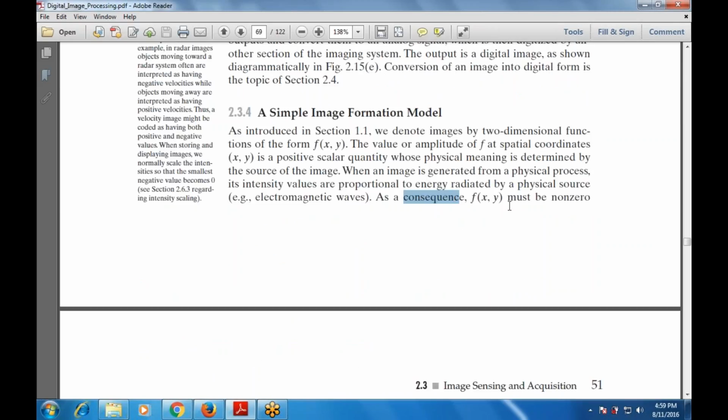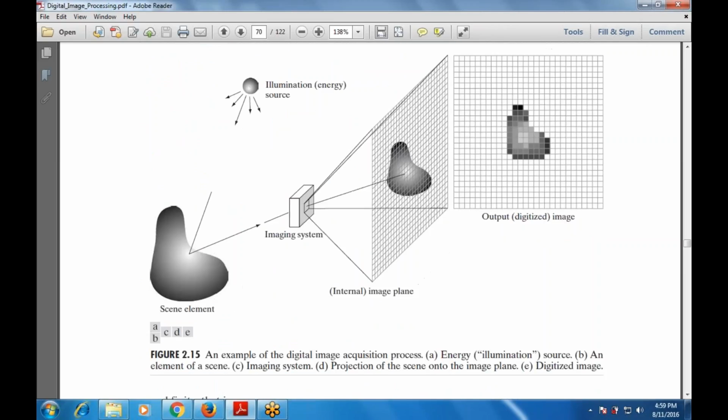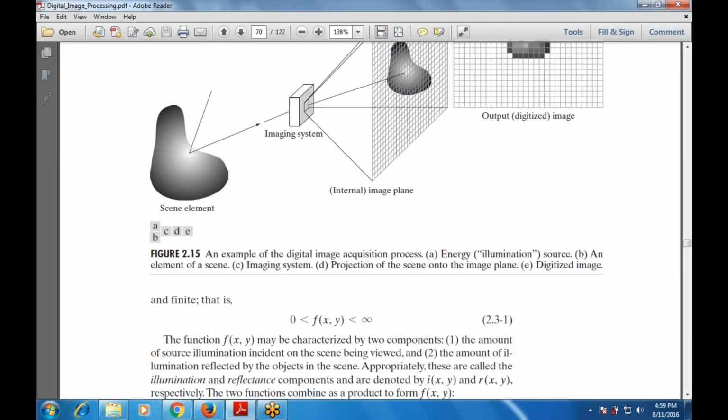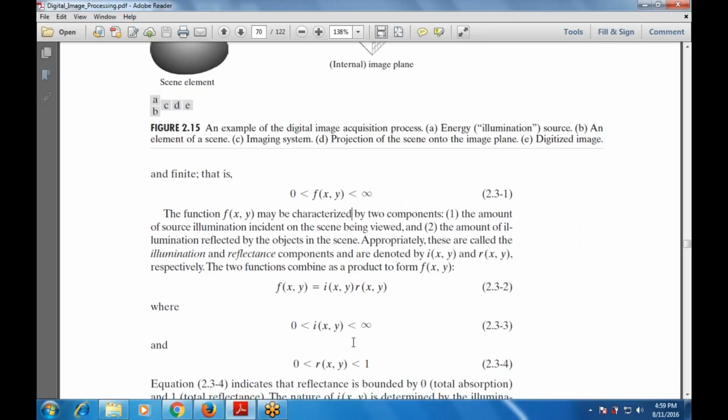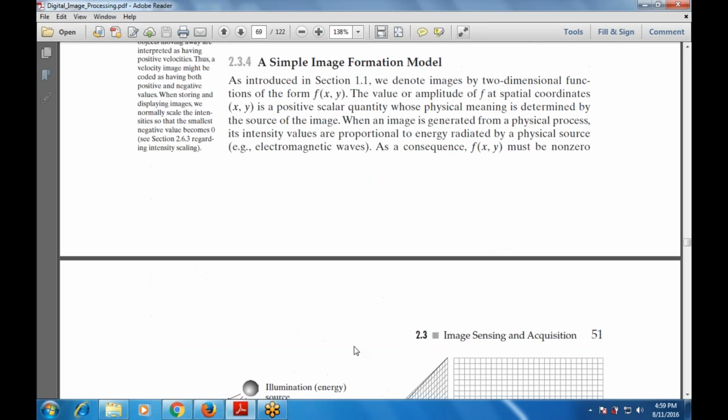And as a consequence, f(x,y) must be non-zero and finite, ranging from 0 to infinity. The function may be characterized by two components: the amount of the source illumination incident on the scene, and the amount of the illumination reflected by the objects in the scene. These are known as the illumination and reflectance components.